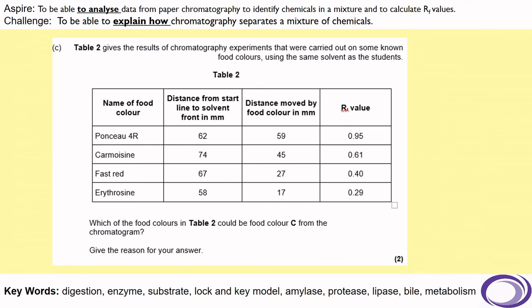Table 2 gives you the results of chromatography experiments that were carried out on some known food colours using the same solvent as the students. So we've got 4 different food colourings, the distances involved from the start line to the solvent front and by the food colouring, and then the RF values for those food colourings. Which of the food colours in Table 2 could be the food colour C from the chromatogram? Give the reason for your answer.